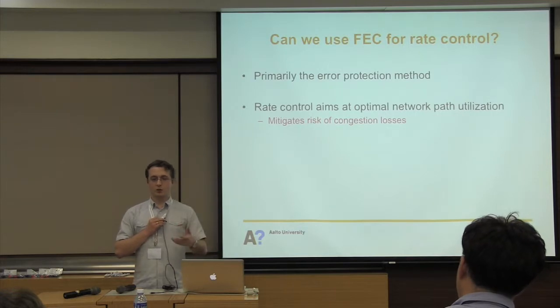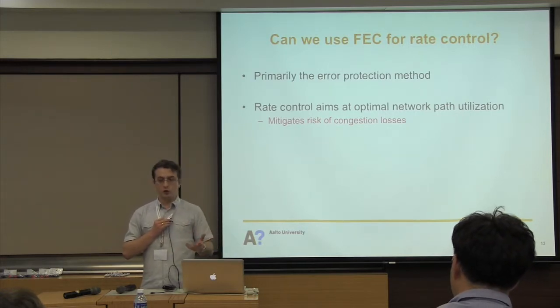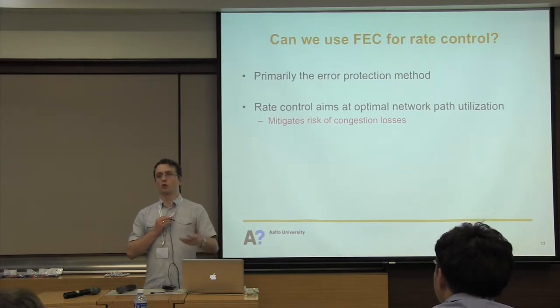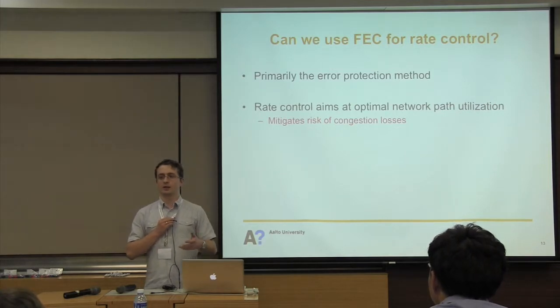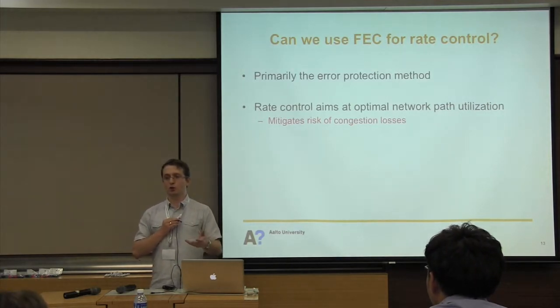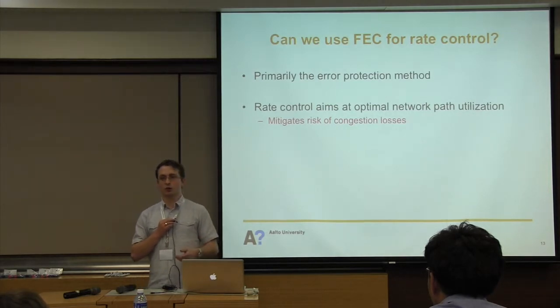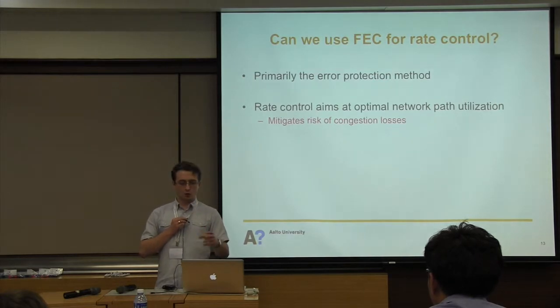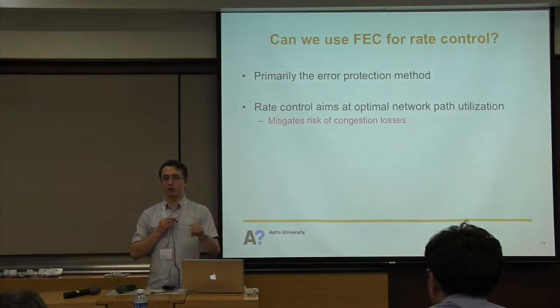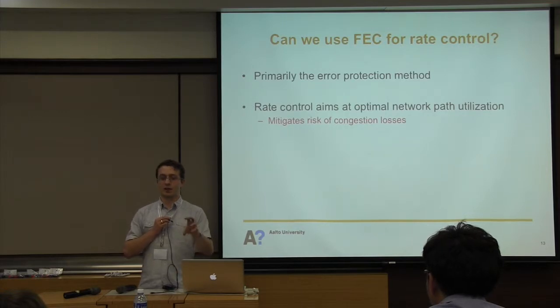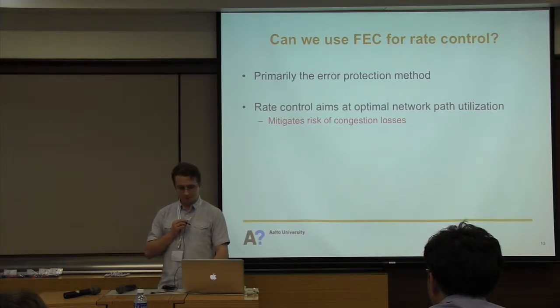So in rate control there is always this risk that we will overshoot the link capacity. Then this will lead to congestion losses, which are then mitigated by the congestion control. So it might seem that these two worlds of error resilience and congestion control have opposite aims.